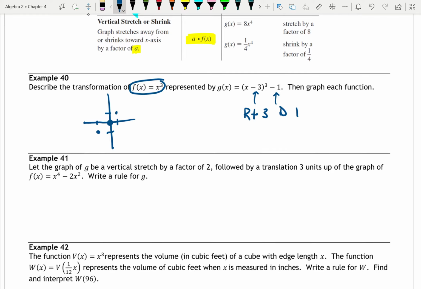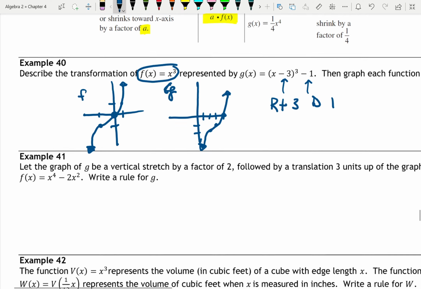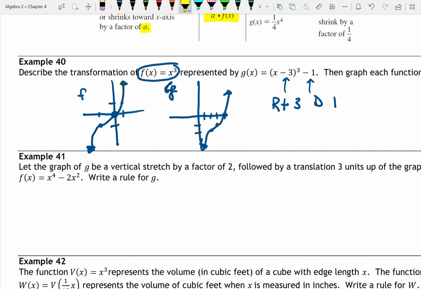Oh, that's not very good. Let me see if I can draw it a little bit better. Graph something like that. This is f. And then if we draw it again, we're going to draw g this time. We move right 3 and down 1. So I'm just going to move all of my points with it. And there's my new graph. It doesn't look perfect. It should be just a perfect movement of f, which would be the parent function of the cubic polynomials, but it's pretty close.